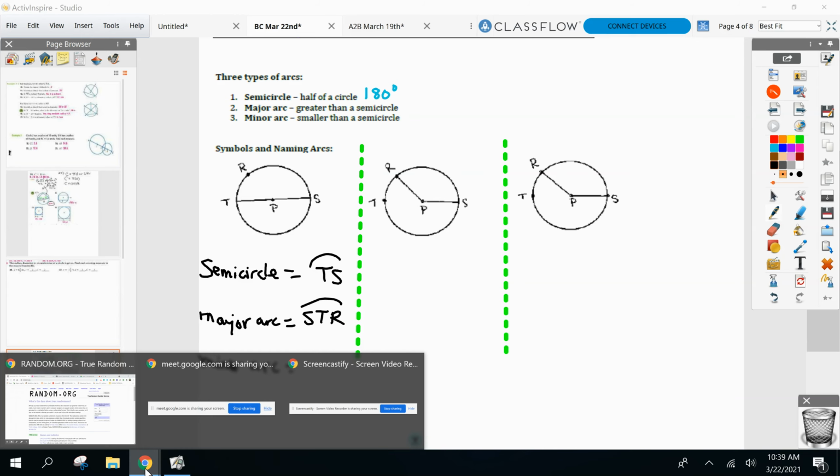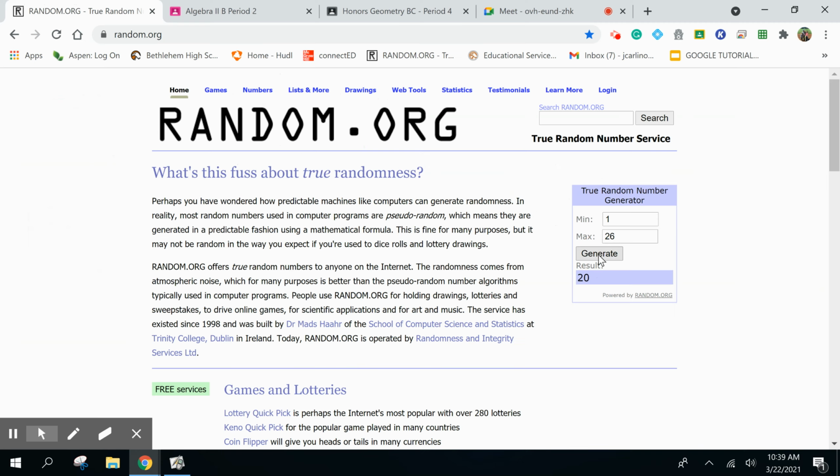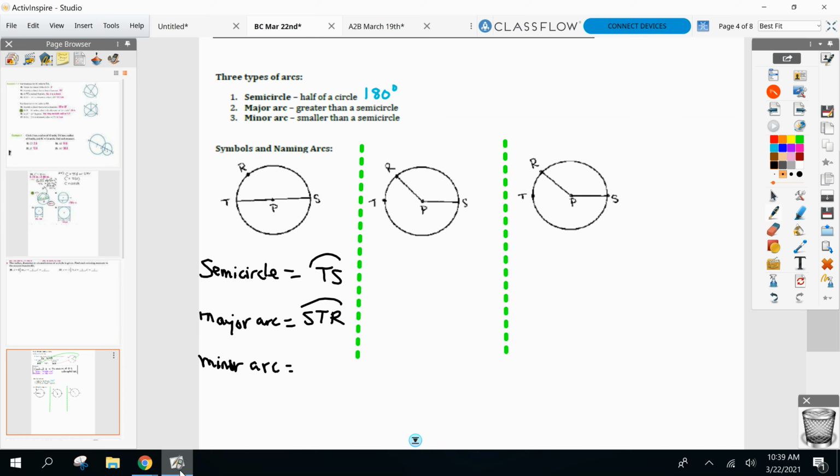And then what about a minor arc for me here? Minor arc. Radhika, minor arc. RS is RS, yep. Could have said RT, TR. All good there.